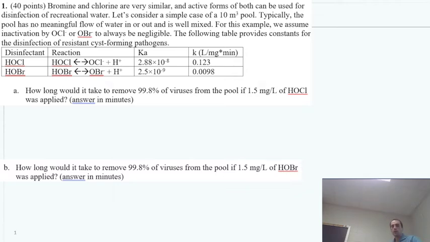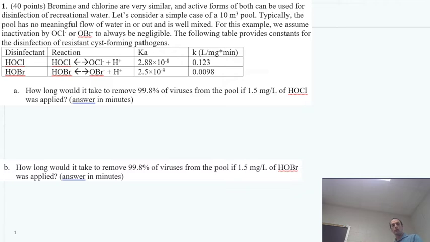Okay, so bromine and chlorine, they're very similar. Bromine is sometimes used for swimming pools. As we see from the problem, we've got a different Ka value. That means a different equilibrium point for the pH. And we also have different rates for inactivation of a given pathogen. In this case, I think we're doing, is it Giardia or maybe just some generic pathogen.